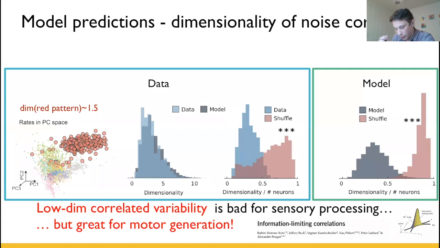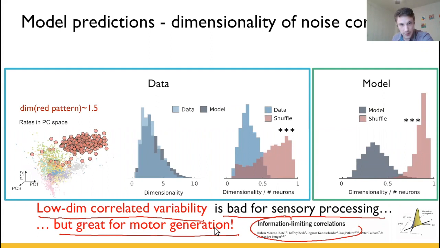So what we found is that the code did indeed have a low-dimensional local correlated variability, in terms of noise correlations, as compared to different states. And we know that while this is bad, if you want, for sensory processing, it's good for motor generation and the control of time. And here is a paper that shows this.